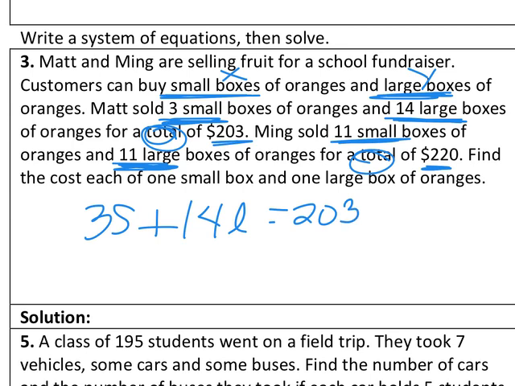And then Ming sold a total of 11 small boxes of oranges and 11 large boxes for a total of $220. Okay, so here's our 2 equations, and now here's where I would really hope that you would have your calculator right now and you would put it into the matrix to have your calculator solve it for you.